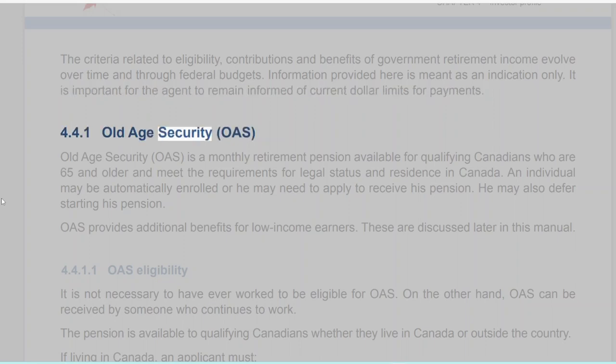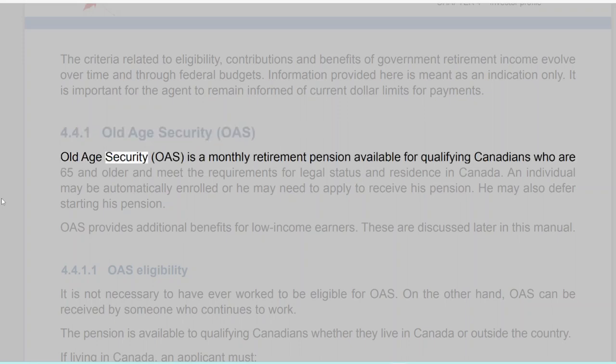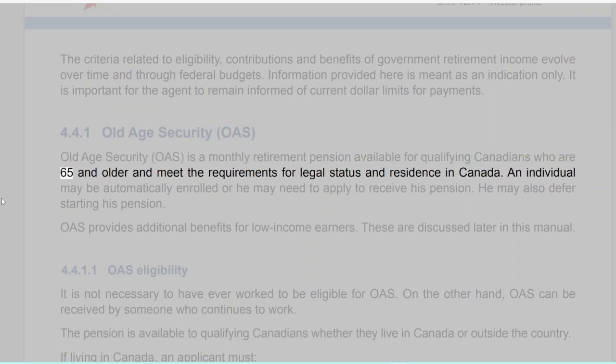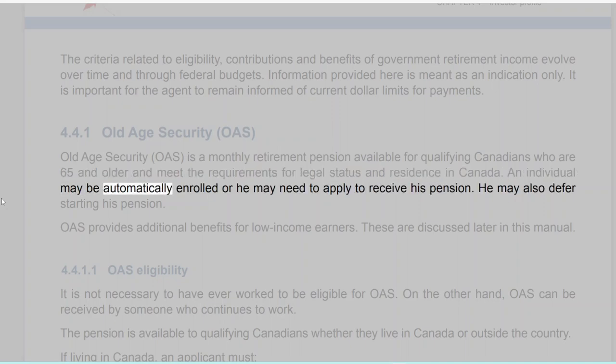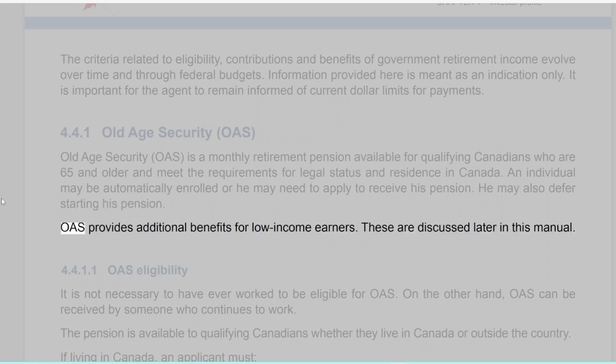4.4.1 Old Age Security, OAS. Old Age Security, OAS, is a monthly retirement pension available for qualifying Canadians who are 65 and older and meet the requirements for legal status and residence in Canada. An individual may be automatically enrolled, or he may need to apply to receive his pension. He may also defer starting his pension. OAS provides additional benefits for low-income earners. These are discussed later in this manual.